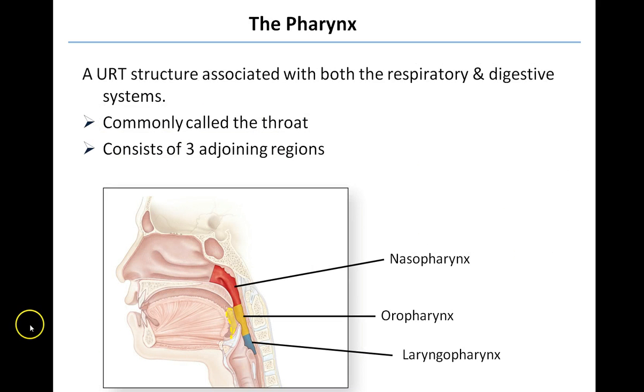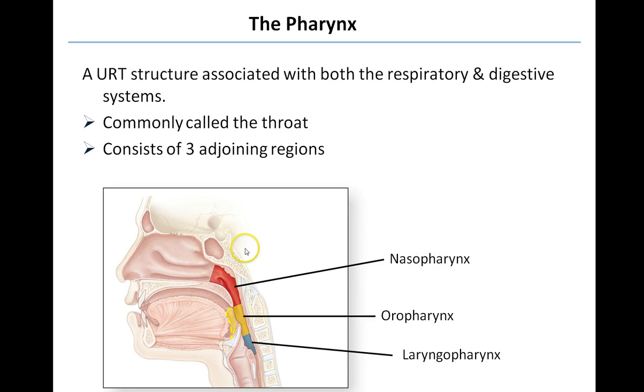From the nasal cavity, we progress now to the pharynx, commonly referred to as the throat. It's an upper respiratory tract structure, and it can be associated with not just the respiratory system, but the digestive system as well. So in some regions, we have food, liquid, and air that will move through it. The pharynx consists of 3 adjoining regions.